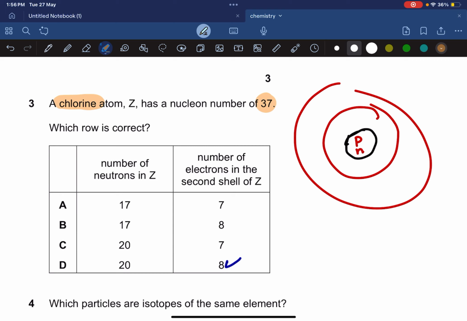In chemistry, if it's a chlorine atom, it's always going to have a fixed number of protons. It can have a different number of electrons because it can form a chlorine ion, but what is not going to change is the number of protons. So the number of protons remains fixed. We check the number of protons from the periodic table, and from 37, the total number, we subtract the number of protons, so we get the number of neutrons.